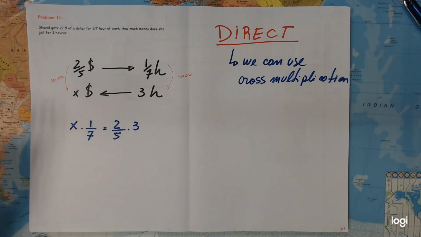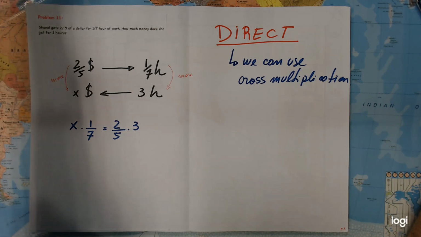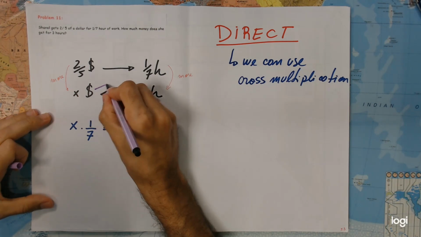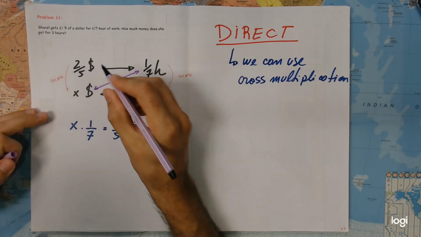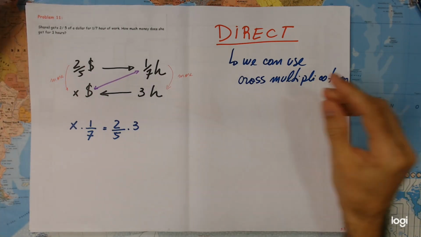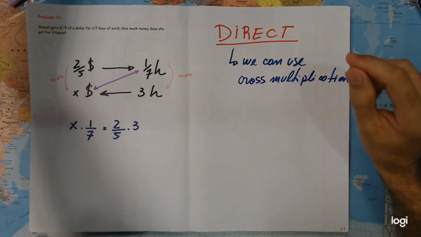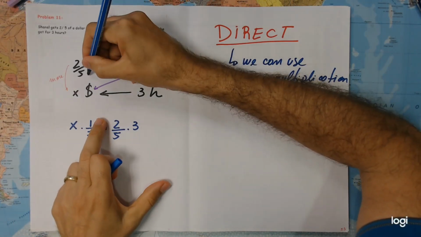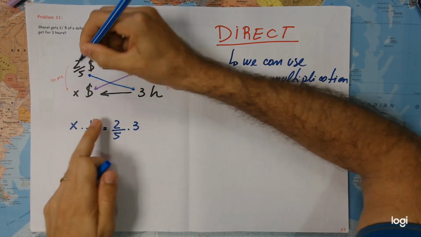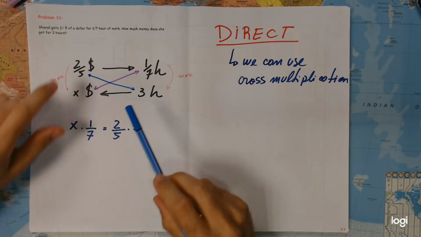So how does cross multiplication work? Well, we just multiply those two, x times 1/7, and then we just multiply those two, 2/5 times 3.